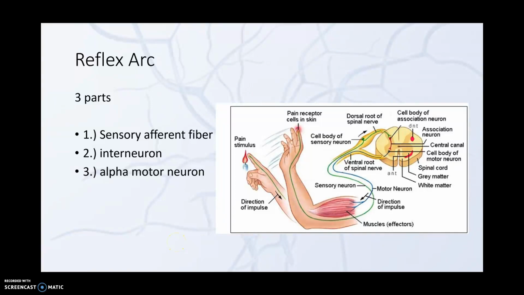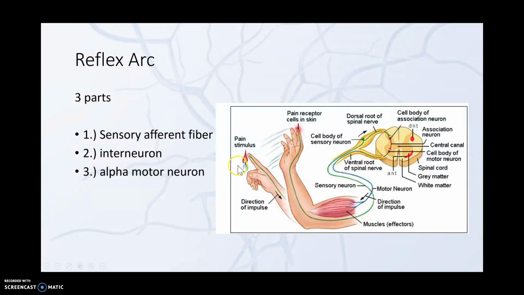Okay, welcome back. The last video we ended talking about interneurons, and now we're going to move forward talking about a reflex arc. A reflex arc has three parts. We have a sensory afferent fiber, an interneuron, or sometimes you'll see in a book or diagrams called association neurons, and then an alpha motor neuron.